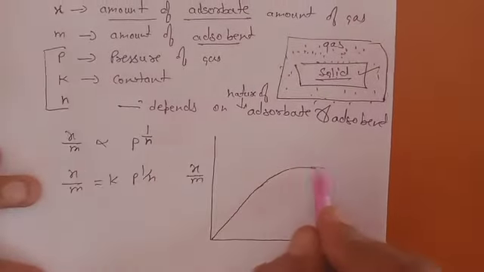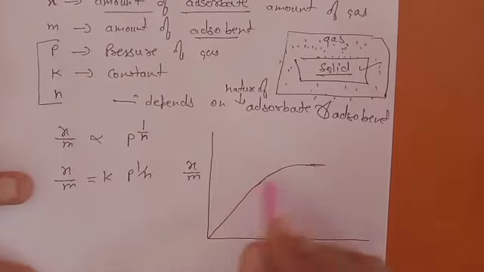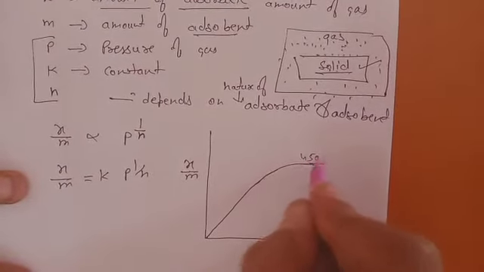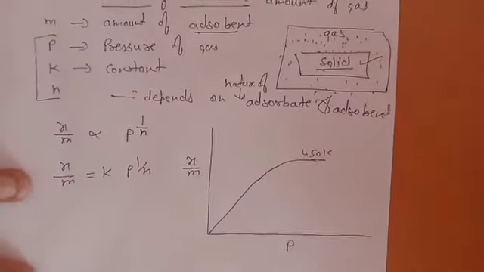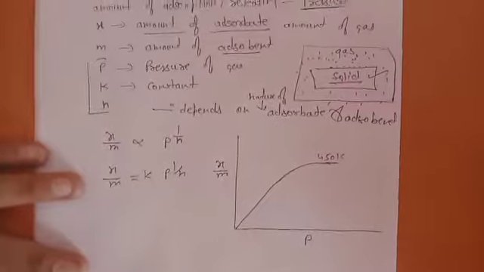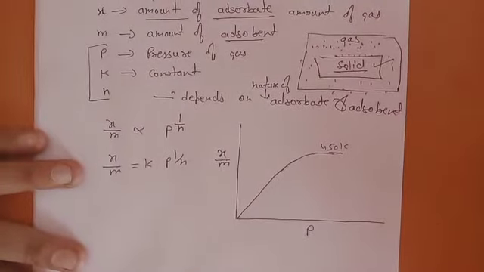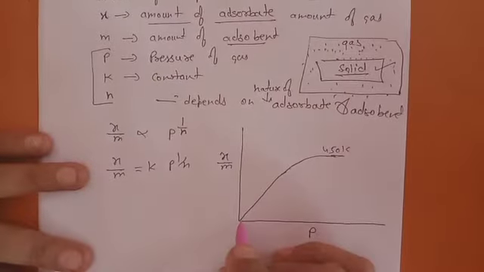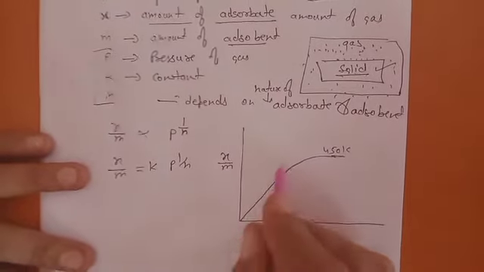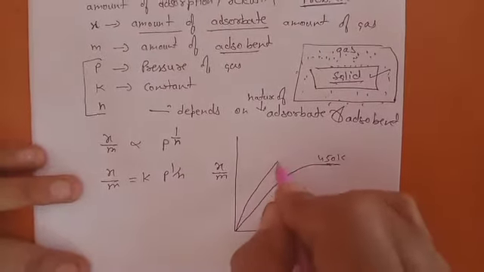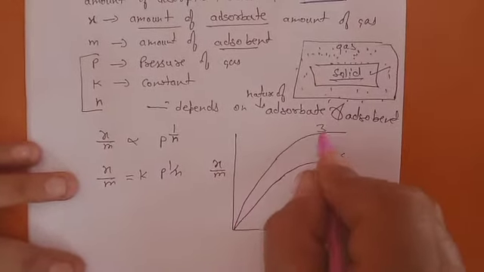Suppose this graph is plotted at a particular temperature, let's say 450 Kelvin. Now let's say we prepare the graph at a lower temperature than 450, let's say 350 Kelvin. Will the graph be below it or above it? The graph will come above it at the lower temperature. Why?